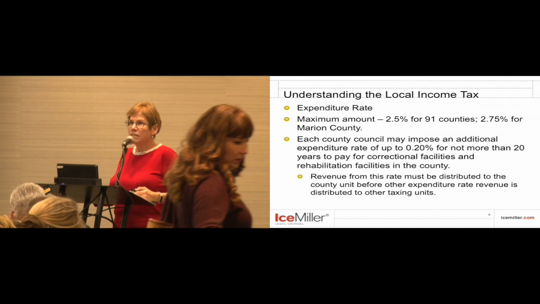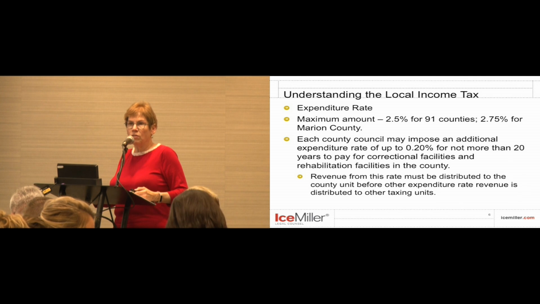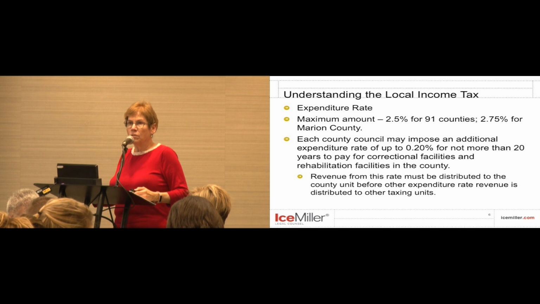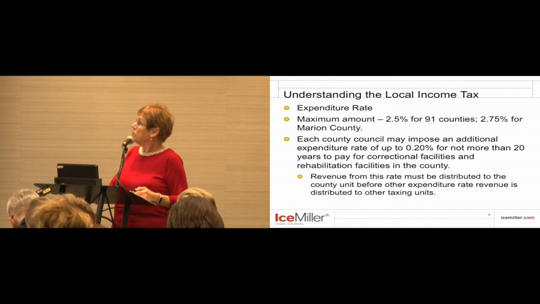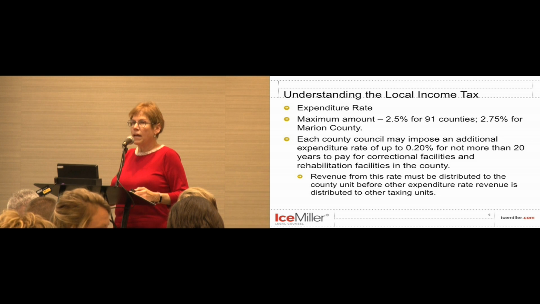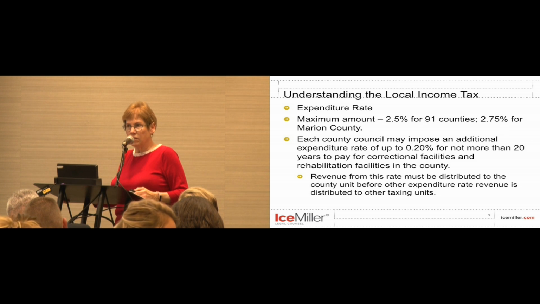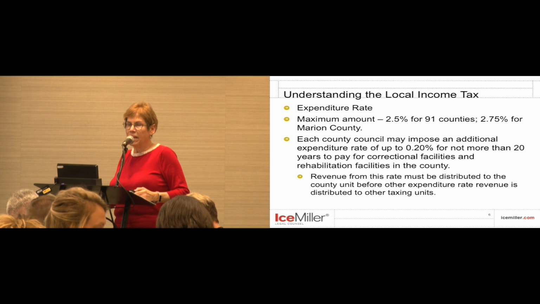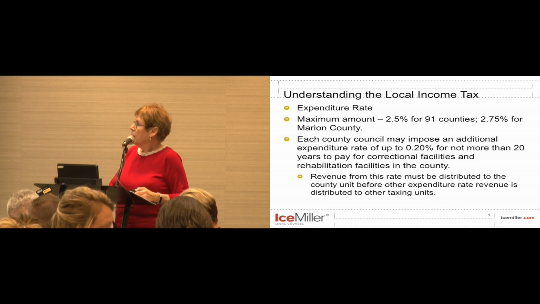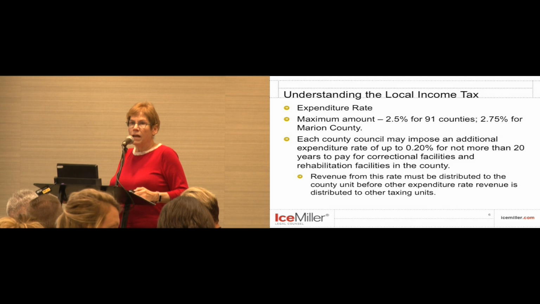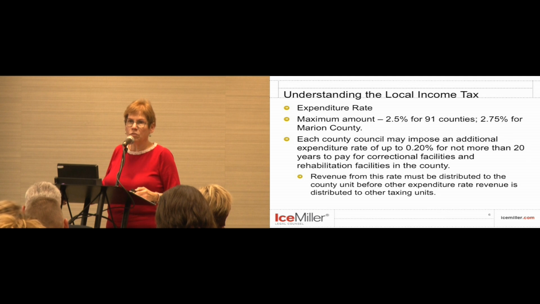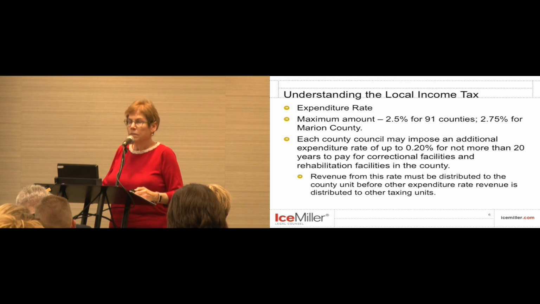In addition to that, in last session, the General Assembly authorized each county to impose an additional expenditure rate of up to 0.2% for a period not to exceed 20 years to pay for jails or rehabilitation facilities. Revenue from that rate has to be, I'll say, taken off the top before the revenue is distributed to the rest of the units in the county.